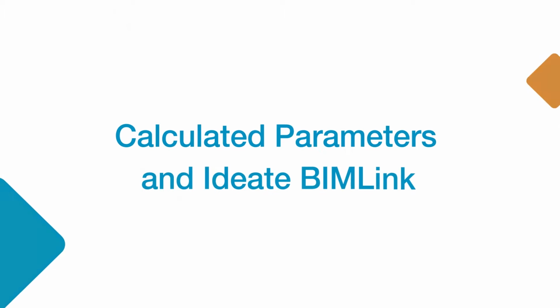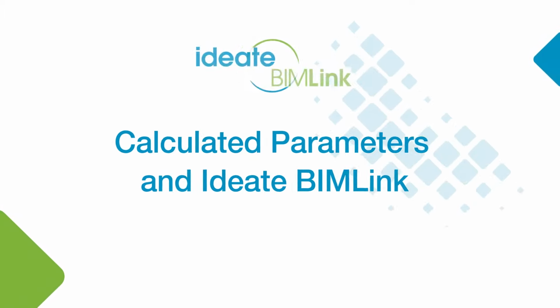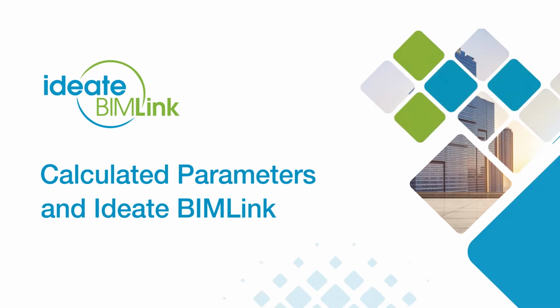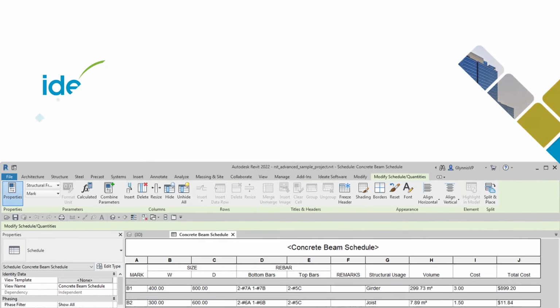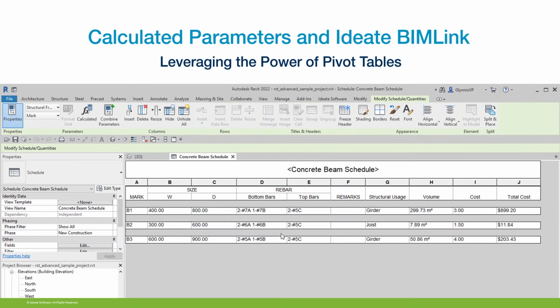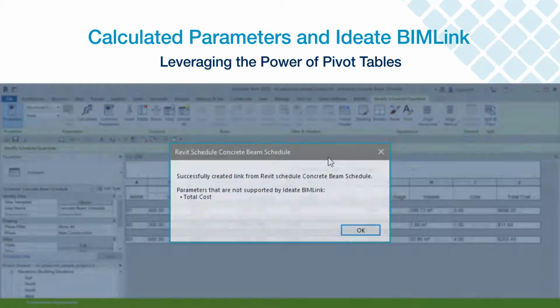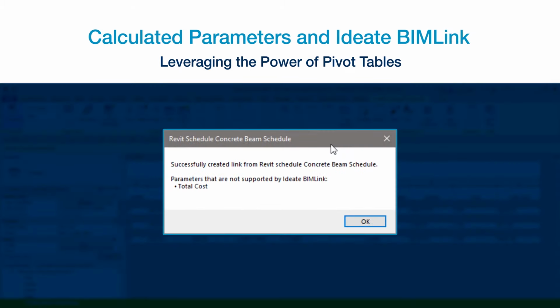In this video, we will demonstrate how to include Revit's calculated parameter values into Ideate BIMLink Excel data. Ideate BIMLink can be used to export project data, such as this concrete beam schedule. However, certain Revit properties, such as calculated parameters, are not supported in BIMLink due to API limitations, meaning we do not have programmatic access to those calculated values.